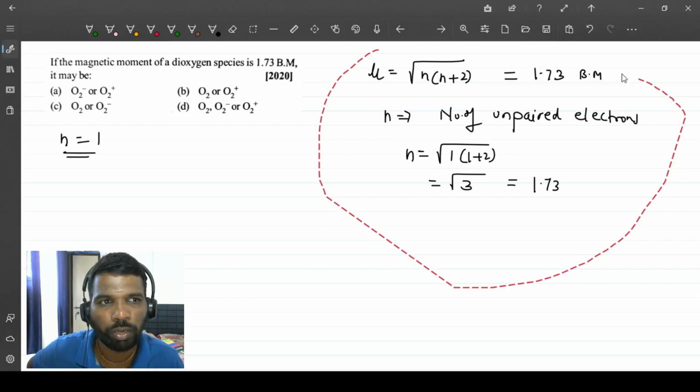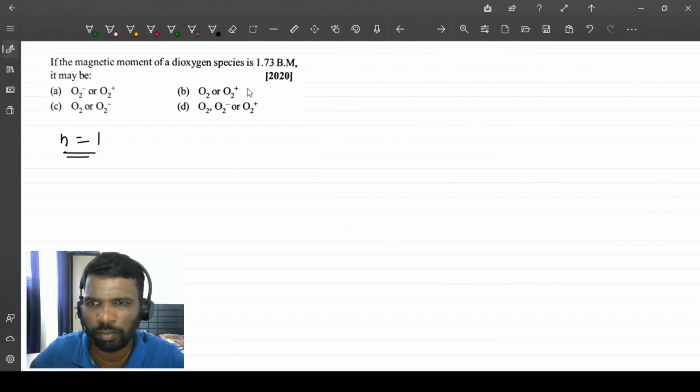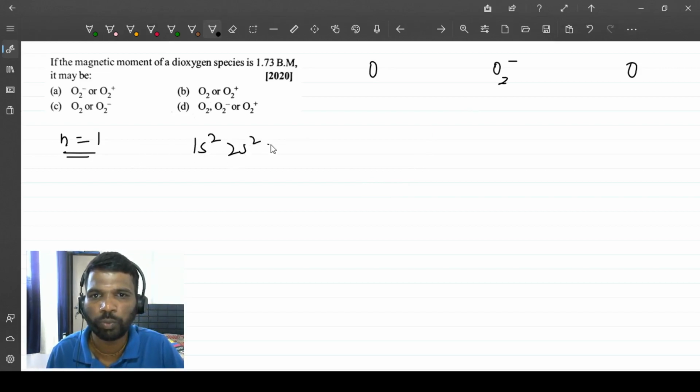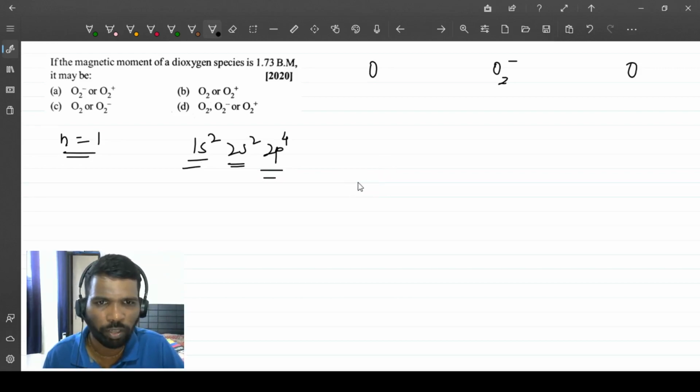So let's check which molecule will have this. All the parent atoms are oxygen only over here. Oxygen is connected to oxygen, and this is O2 minus. Since we have to find whether it is paramagnetic or diamagnetic: 1s2, 2s2, 2p4. Pairing will take place in both bonding and antibonding for 1s and 2s, so we have to deal with only 2p.